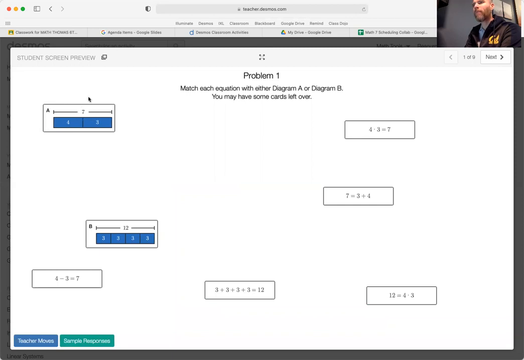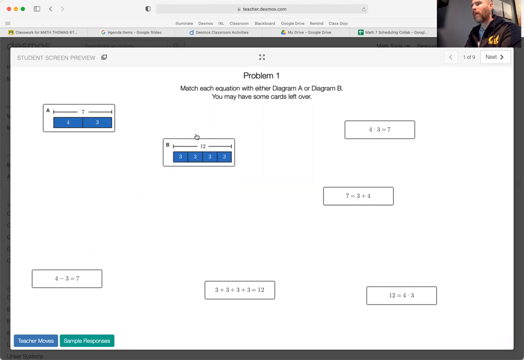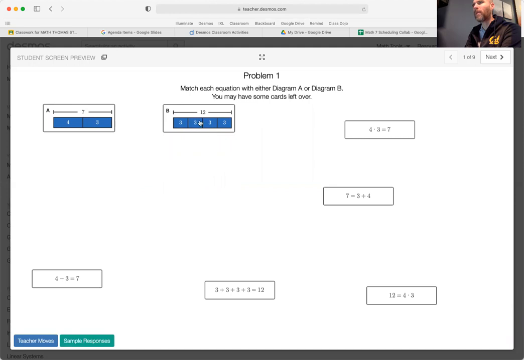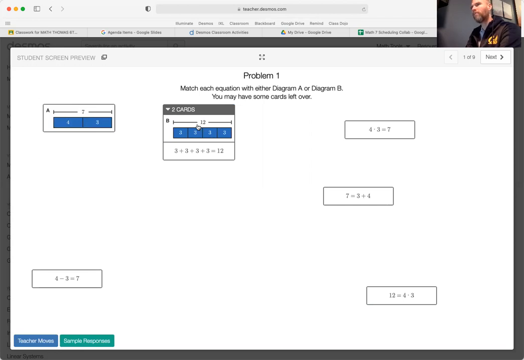Looks like an equation that would be 4 plus 3 equals 7, total length of 7. And one here where you've got a total length of 12, and it's broken up into 3 sections of 4, so maybe like 3 plus 3 plus 3 plus 3, or 3 times 4, or maybe 4 times 3. Let's see. All right, so this one looks pretty clear to match with B, right? 3 plus 3 plus 3 plus 3 equals 12. I don't know if I said that too many times.